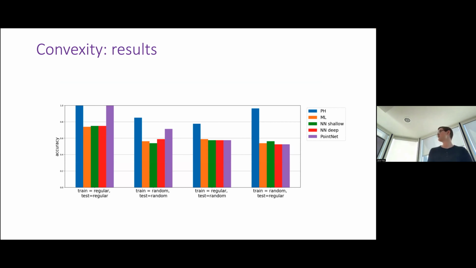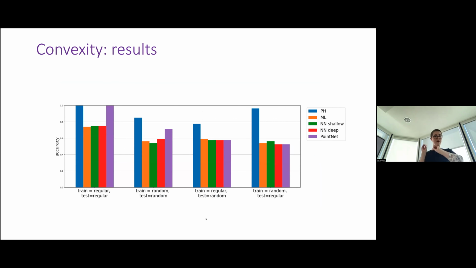And so the results are, if you train and test both on these regular shapes, so the triangles, the squares, and so on, then both this persistent homology and PointNet have perfect accuracy, right? But again, as I said, if you just look at these very regular shapes, it's not clear exactly what we're learning. And so we tried different combinations.